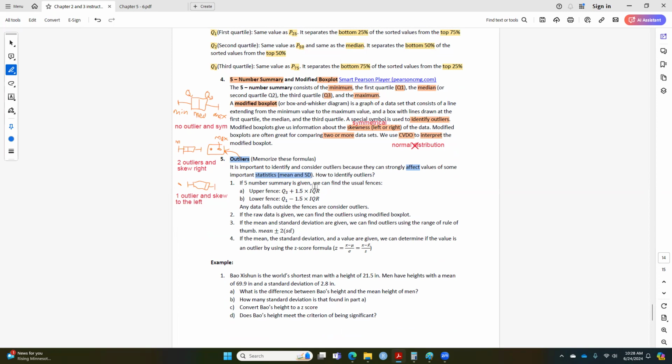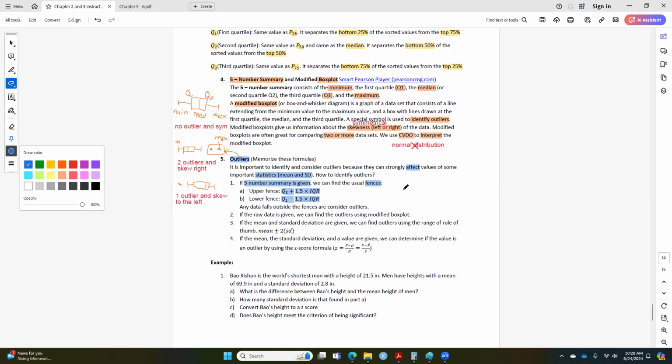Okay, now if the question only provides us the 5-number summary, then we will use these fences. The 5-number summary is the one that we just mentioned: the minimum, Q1, median, Q3, maximum. Then the upper fence will be Q3 plus 1.5 IQR. The lower fence will be Q1 minus 1.5 IQR. And any value that is outside this fence is considered an outlier.